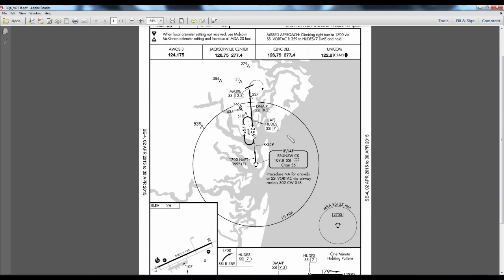So yeah, that was the reading charts tutorial. Again, the only way to really learn this stuff and get good at it is to read the charts, fly the approaches, practice, practice, practice. Practicing them is the only way to perfect them. There's no magical video that you can watch and then instantly be able to fly them.